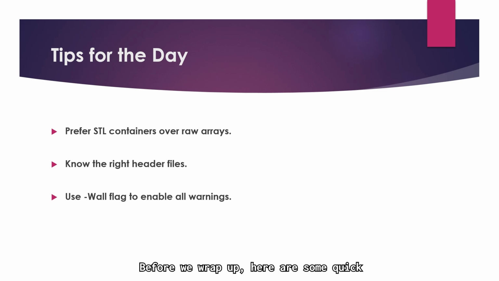Before we wrap up, here are some quick tips. Always prefer STL containers over raw arrays. They are safer and come with useful methods. Only include the headers you actually need. This keeps compile times low and code clean. And use the -Wall flag when compiling. It enables all compiler warnings, helping you catch bugs early in the development process.